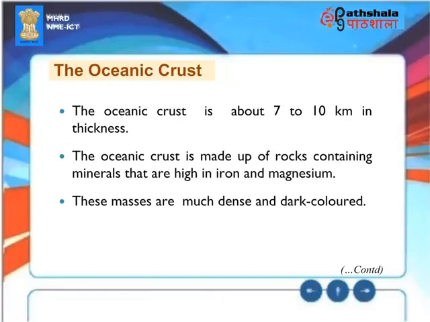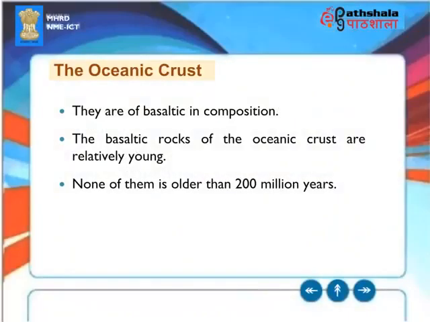The oceanic crust. The oceanic crust is about 7 to 10 kilometers in thickness. It is made up of rocks containing minerals that are high in iron and magnesium. These masses are much denser and dark colored. They are basaltic in composition. The basaltic rocks of the oceanic crust are relatively young. None of them is older than 200 million years.